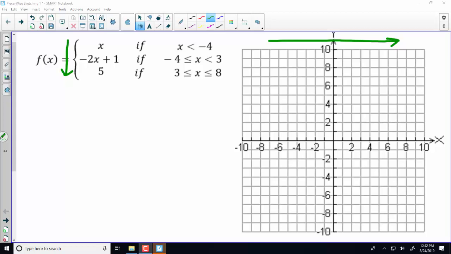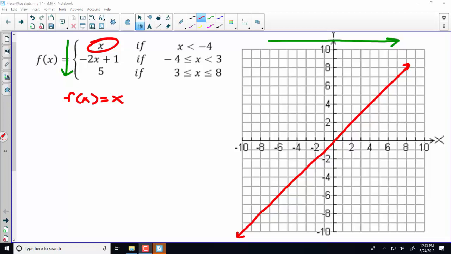Now, let's take a look at this first line right here. That really says f of x equals x. Now, the f of x equals x graph is kind of that perfect diagonal line that goes right through the origin like this. But we don't want the entire graph. We only want a piece of it.